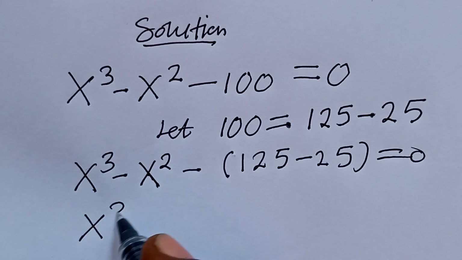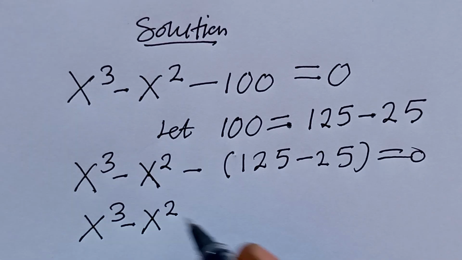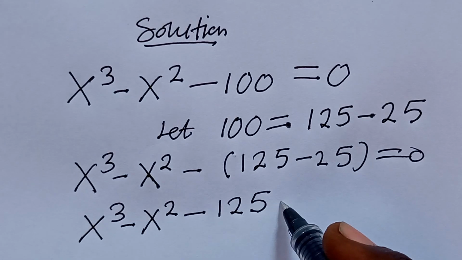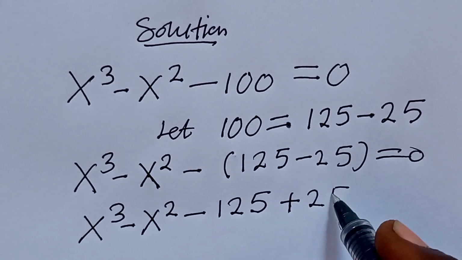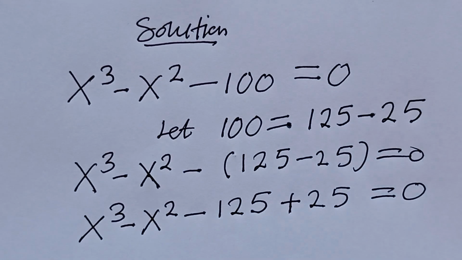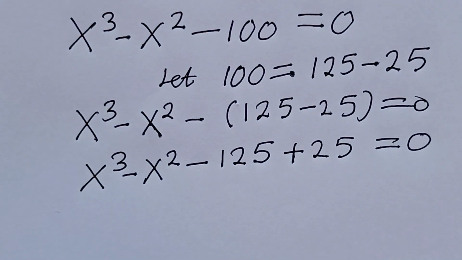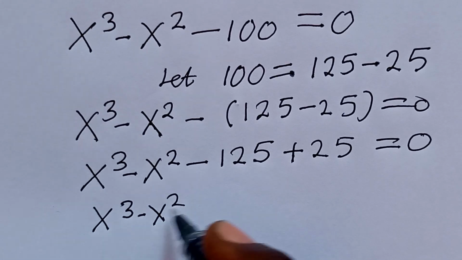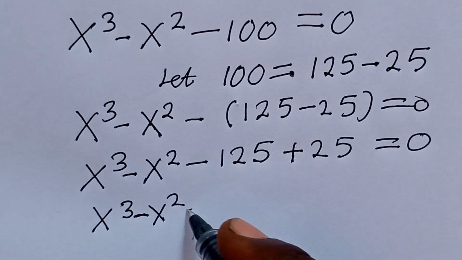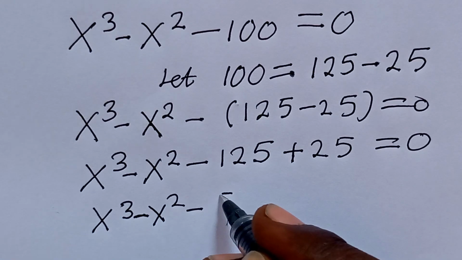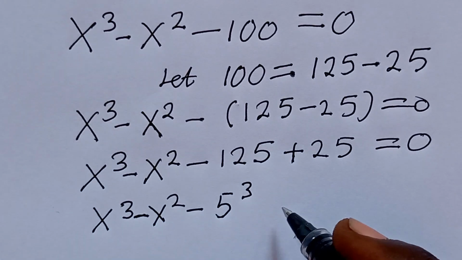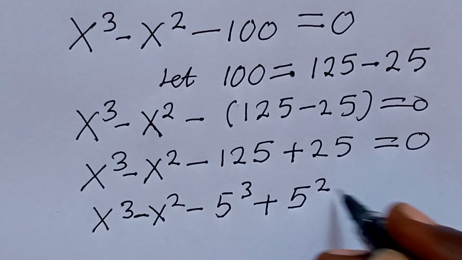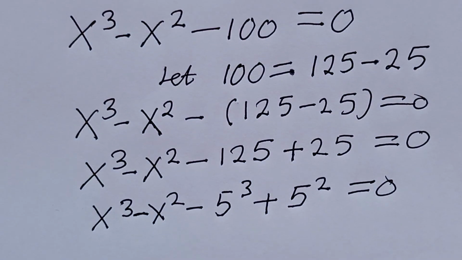So we're going to have x cubed minus x squared minus 125 plus 25 equals 0. So this is what we'll have. But let's simplify our 125. 125 is the same thing as 5 cubed. Then 25 is the same thing as 5 squared. So we have equals 0.